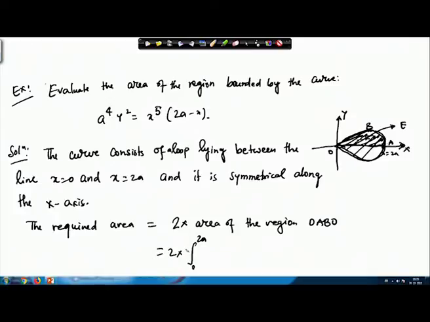From 0 to 2a, and for this it will be 2 by a square, x to the power 5 by 2 times square root of 2a minus x dx. So, we have 2 by a square integral from 0 to 2a of x to the power 5 by 2 square root of 2a minus x dx. And to evaluate this integral, we have a square root form.